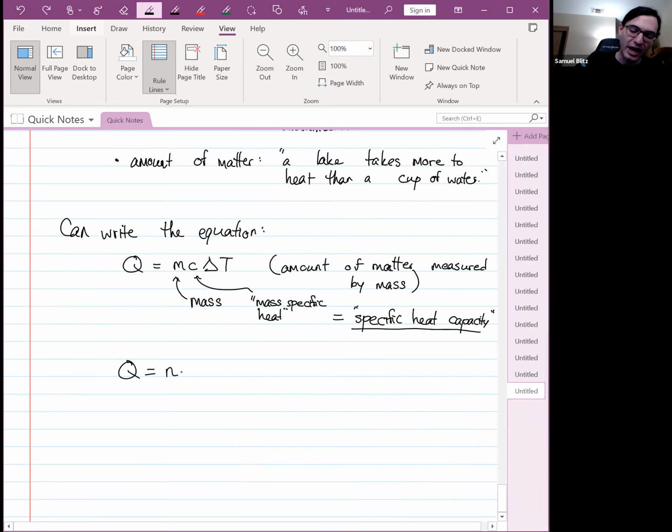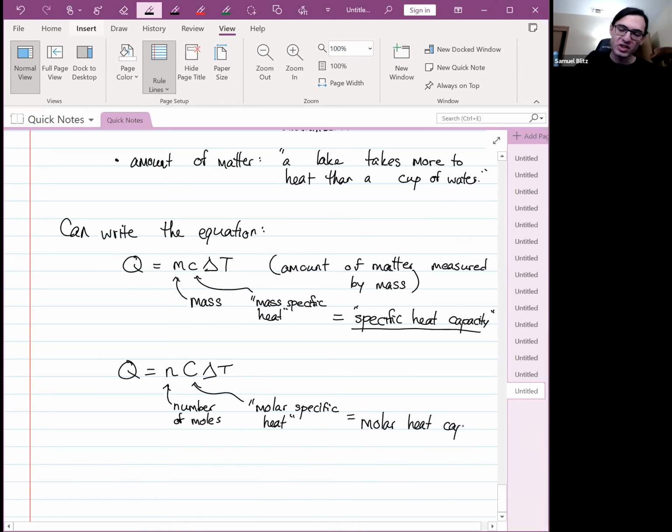And so we can do that as Q = nC delta T. Again, here's a terrible naming convention, but they use capital C for this. Here n is the number of moles, and we'll talk about what a mole is in a bit, but it's just a lot of molecules. C is what I will often call the molar specific heat, because it differs from the mass specific heat: one is molar, depends on moles, and one is mass, depends on mass. But this is often also called the molar heat capacity.